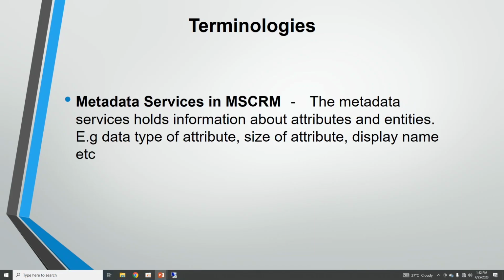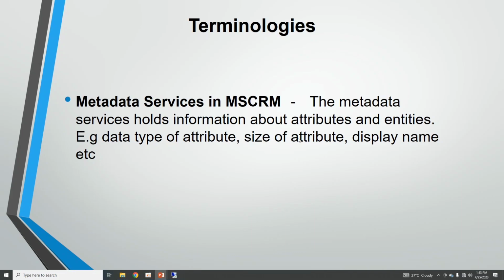The next one is metadata service in CRM. It holds information about attributes and entities. For example, it shows you the data type of attribute, the size of attribute, display name, etc. All those come up under the metadata. If we talk about metadata, metadata is simply the data about data. Okay, it is telling you the relative information about your concerned data.